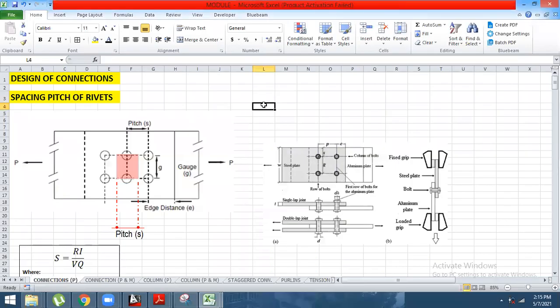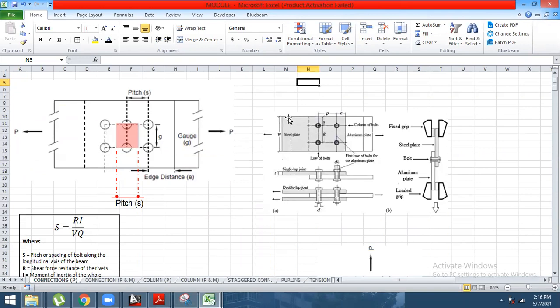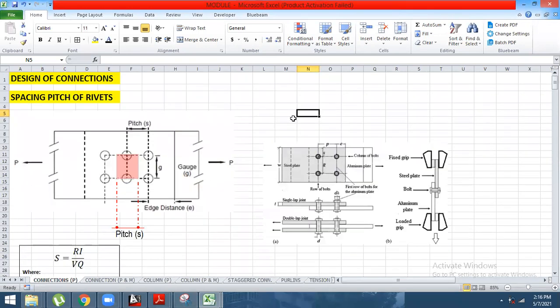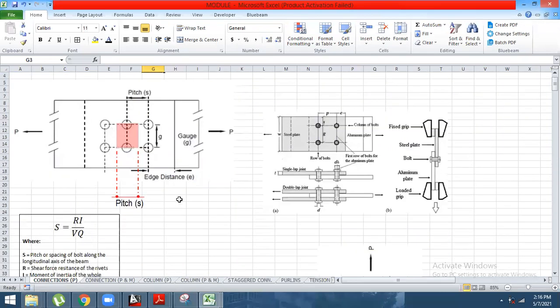Okay, so good day. Our topic for today, for steel design, is the design of connections. The horizontal distance or spacing between the rivets or the bolts is called the pitch, and for the vertical, it is the gauge. The edge distance is measured from the edge up to the center of the bolt.